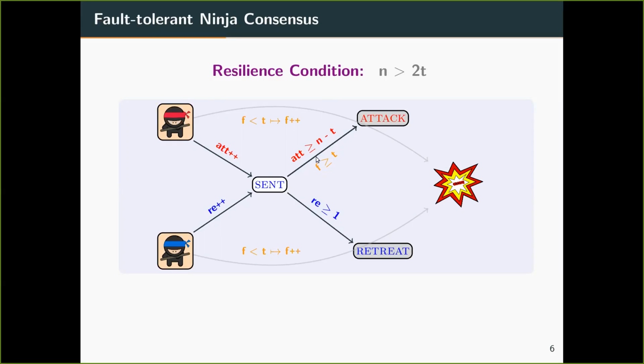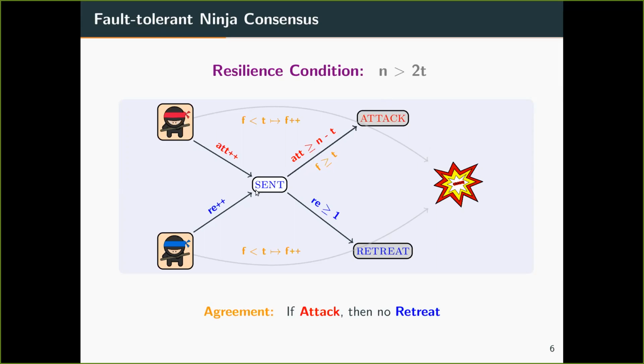And the second check is the guard f bigger than or equal to t, which ensures that all the faulty ninjas have indeed moved from their initial states to the crash state. So together, these two conditions ensure that all the non-faulty ninjas have decided to attack, and all the faulty ninjas have indeed moved to the crash state. And hence, it is then safe for a ninja to move from the send state to the attack state.